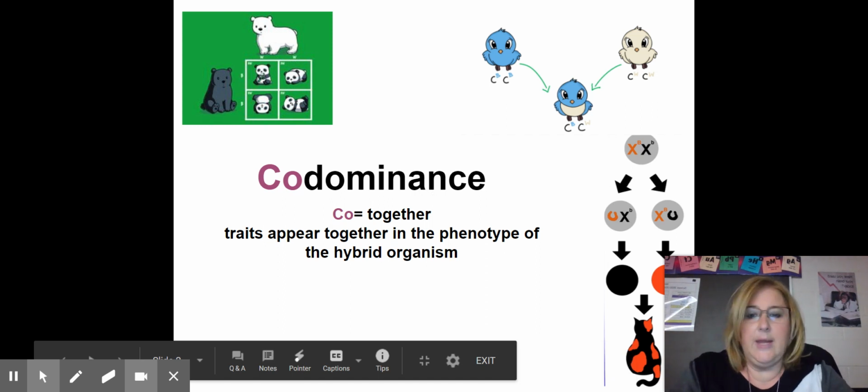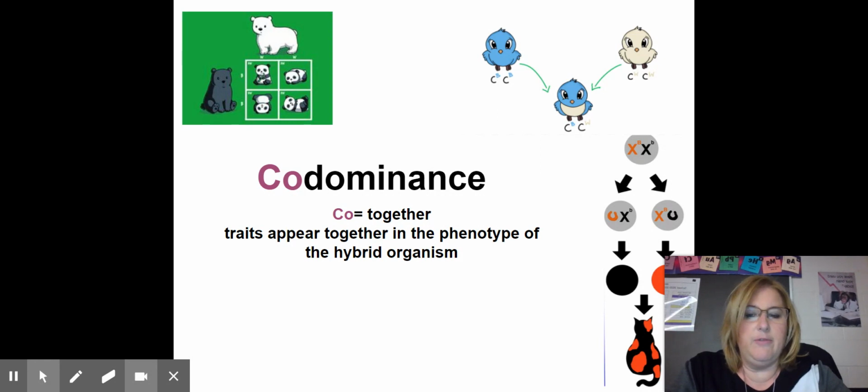Good morning. Today we're going to talk codominance. And when you think codominance, that prefix co, think together, like a co-captain, you captain together, a co-pilot, you pilot the plane together, co-CEOs, you both run the company together.